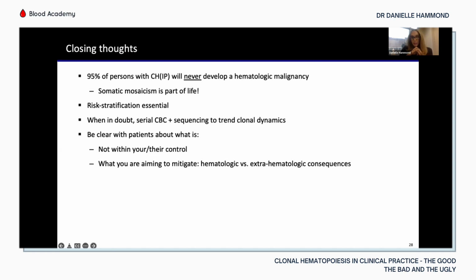And then last but not least, be very clear with patients about what is and is not within our or their control, and be clear based on their specific subtype of clonal hematopoiesis what's the clinical outcome we're hoping to mitigate by continuing to follow them, even potentially intervene.